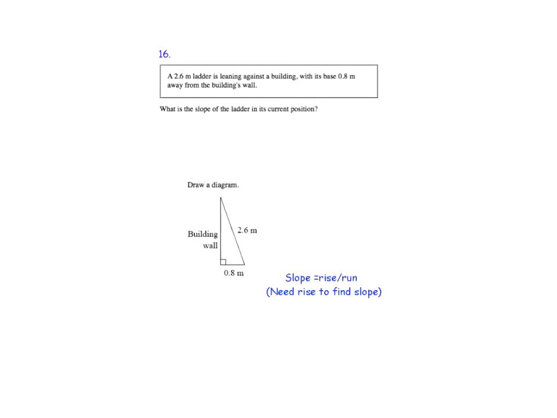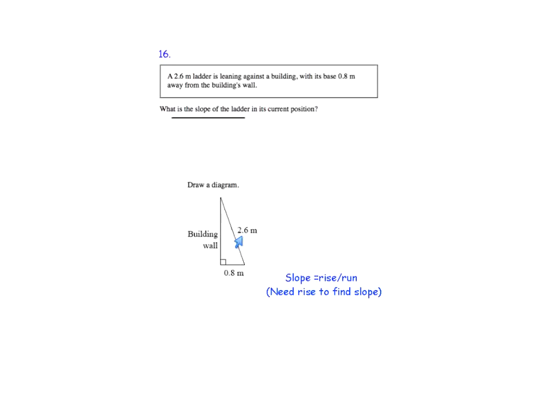All right, so on to question 16. It says a 2.6 meter ladder is leaning against a building with its base 0.8 meters away from the building's wall. Whenever you see something like that and it's asking for the slope of the ladder, we know we're going to have to draw a diagram to figure out what's going on. So we're wanting to find the slope, that's what we're after. So we draw a diagram. When we draw our diagram, here's what the situation looks like.